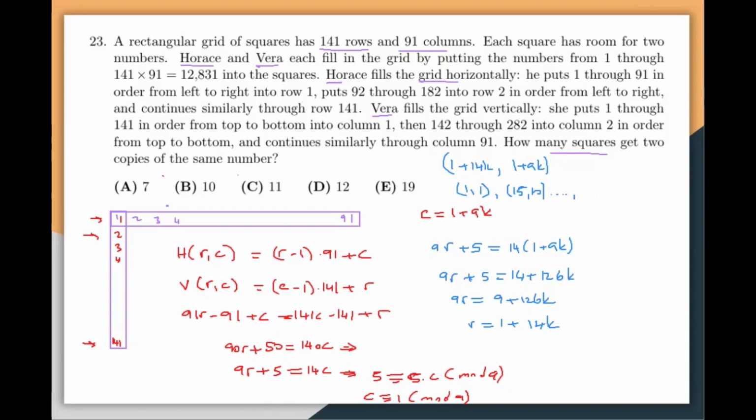But at the same time, we have a limit at both ends, right? If I choose, let's say, 10 for K, that will be 141 and 91. And if you remember, this is basically our R and C, right? The number of columns is 91 at most, which means 91 is the last number, and luckily 141 is the last row as well. So we got this one when you choose 0, and this one when you choose 10, which means we plug in K as 0 through 10. So it looks like we have 11 numbers that work.